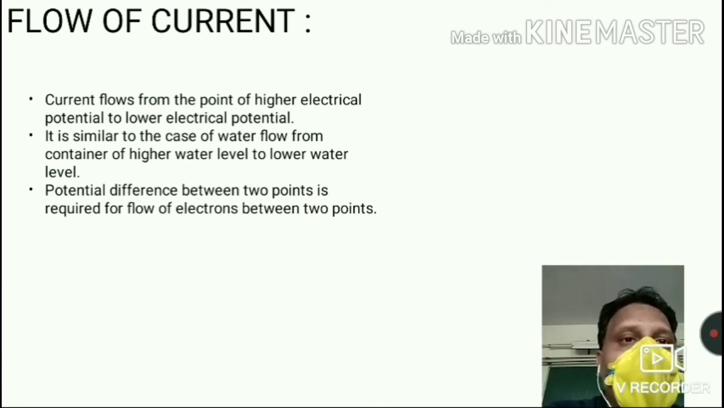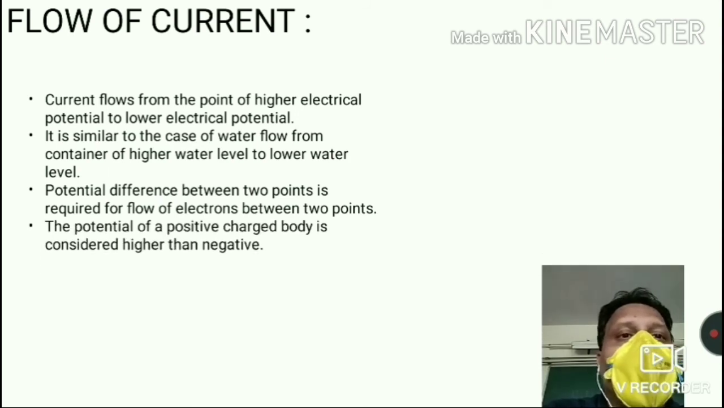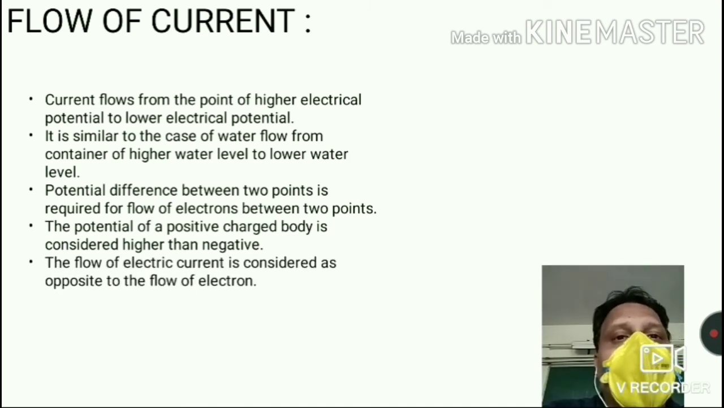The potential difference between these 2 points is needed for flow of electron between the 2 points. In the same way, flow of electron requires 2 points, from higher point to the lower point. For example, lightning always moves from the sky to the ground, because the sky is at higher potential and our earth and ground is at lower potential. So that is why we see lightning from the sky to the earth. The potential of a positively charged body is higher than a negative one. The flow of current is considered as opposite to the flow of electron.